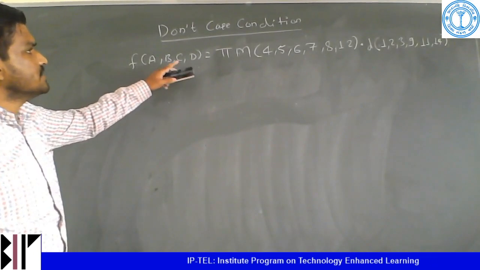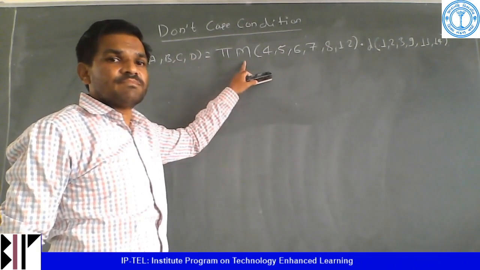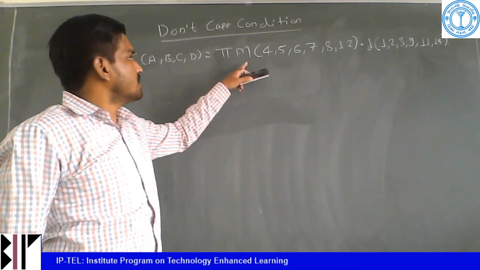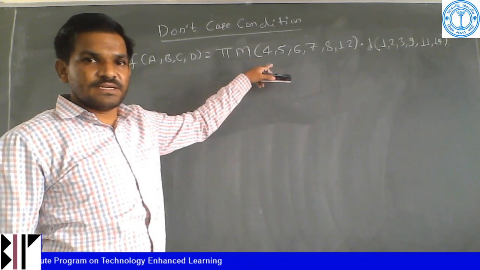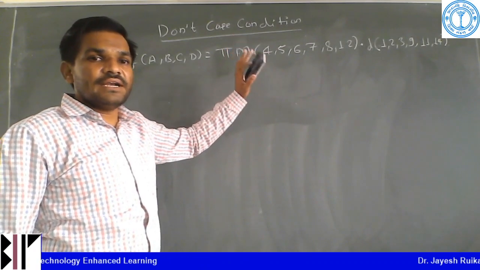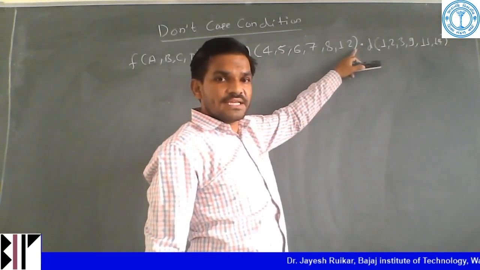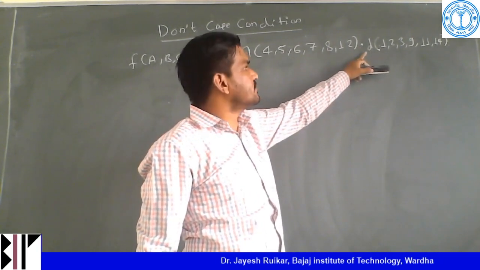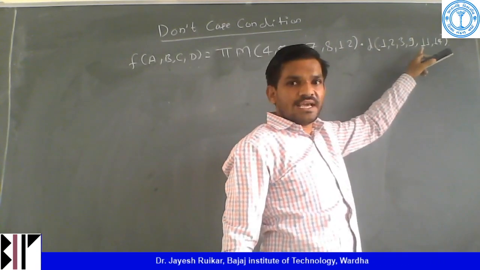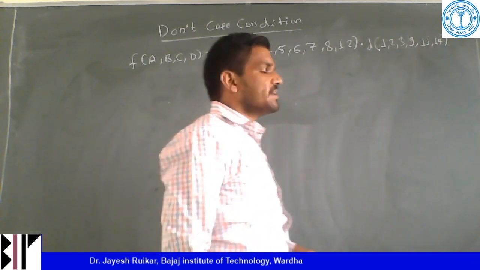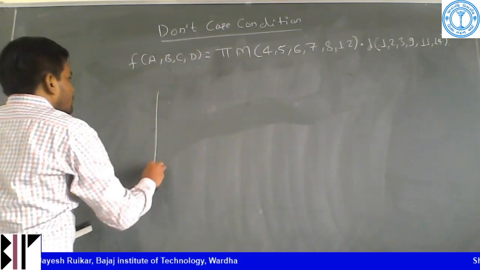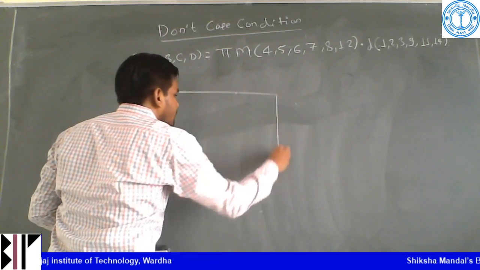Now there is another example. Function of A, B, C, D is a pi m, which means product of sum. Product of sum means max terms have been given and we have to write zeros onto the K map. Then the don't cares are also given: 1, 2, 3, 9, 11 and 14. Now I have to draw a K map of four variables.